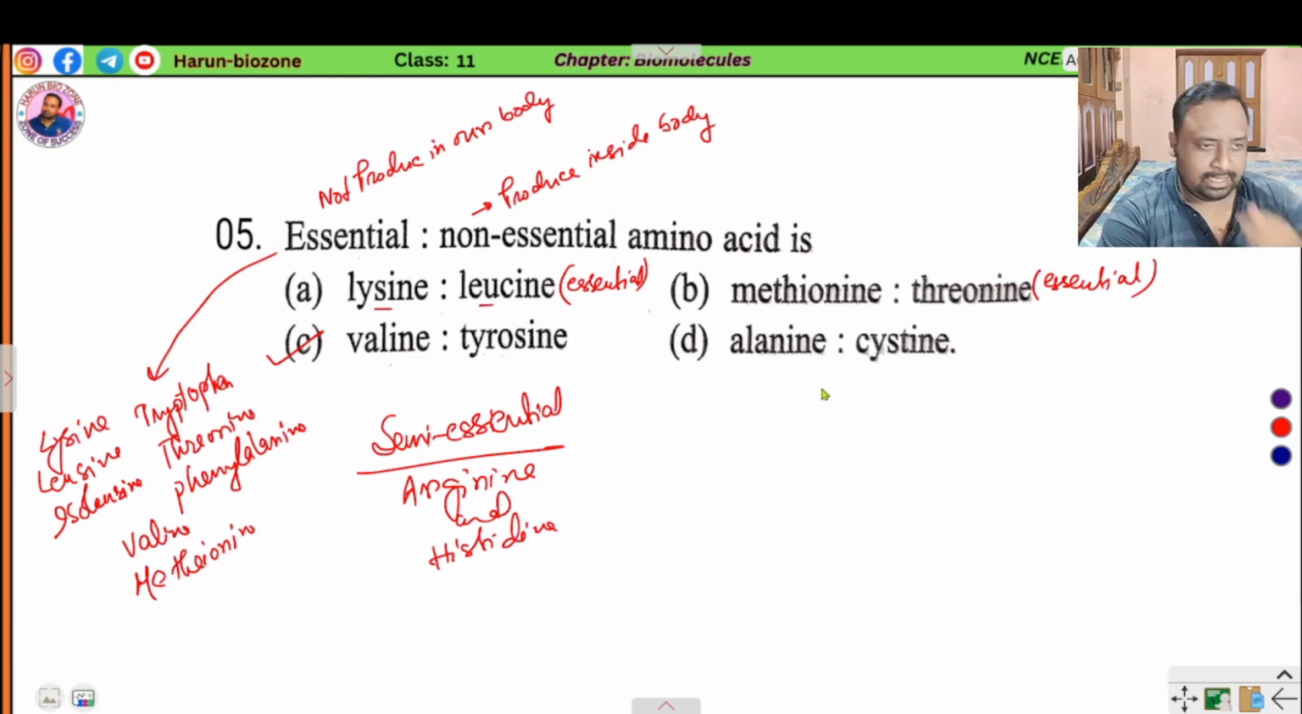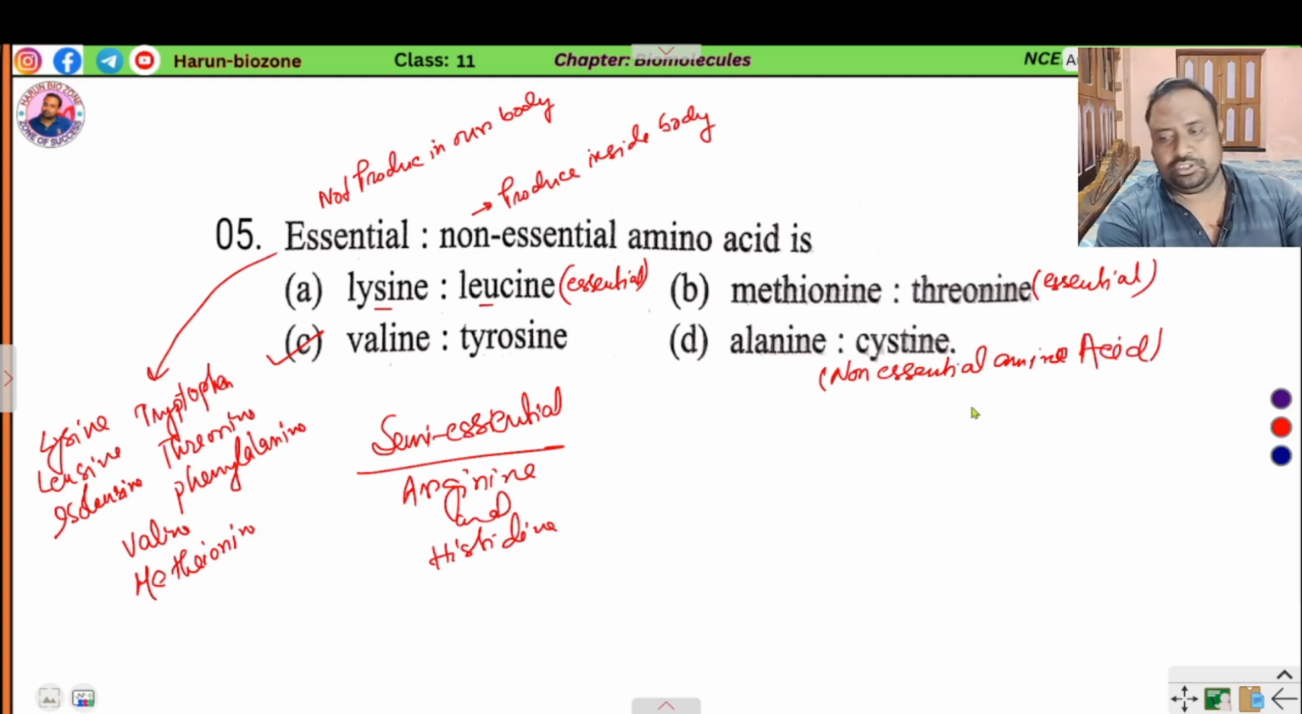Alanine and cysteine, these are non-essential amino acids. Both are non-essential amino acids. I think you clearly understand these questions.